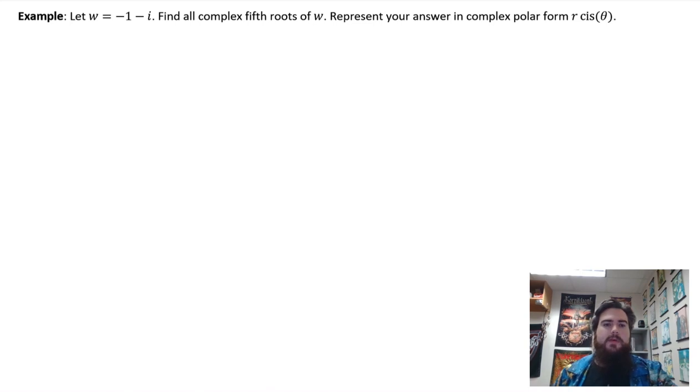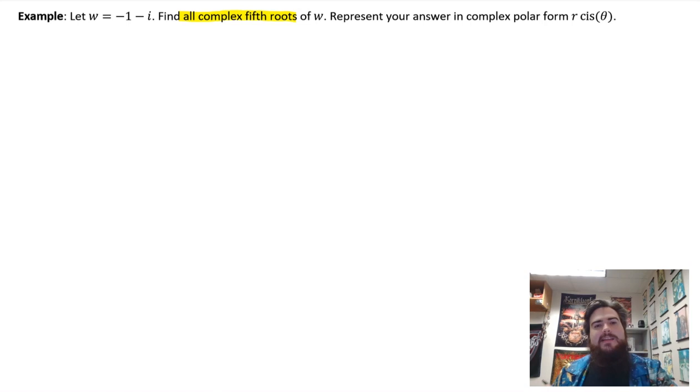In this example, we have let w equal -1 minus i. We will find all complex fifth roots of w and represent your answer in complex polar form r cis theta. That means that we are going to keep our answers in complex polar form. You do not need to change them into rectangular, but if you would like to do so to test your knowledge, by all means.